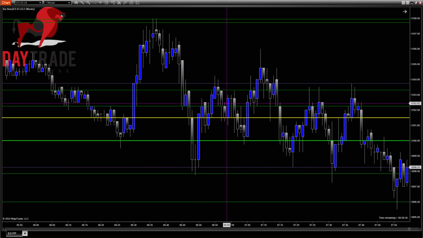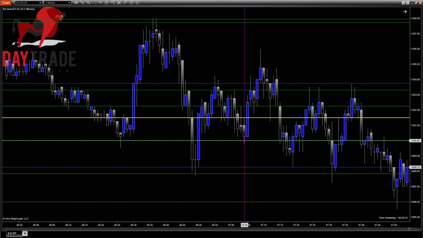So 1, 2, 3, 4, 5, 6. I mean, look at how long this is hanging out here. It's not getting out of this area. So 5 minutes is a pretty long time for it on a normal day for a trade that's pretty aggressive.